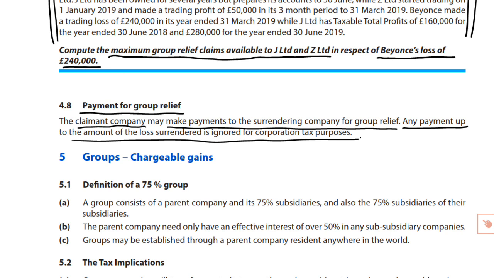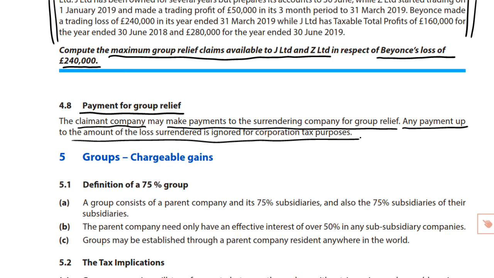That doesn't represent income in their corporate tax computation. So the payments and receipts, if any are made, are not involved within either company's corporate tax computations. They are outside the scope of the corporate tax computation.